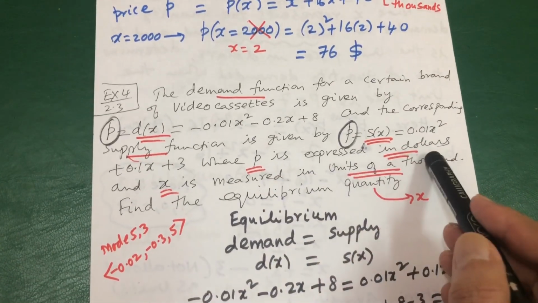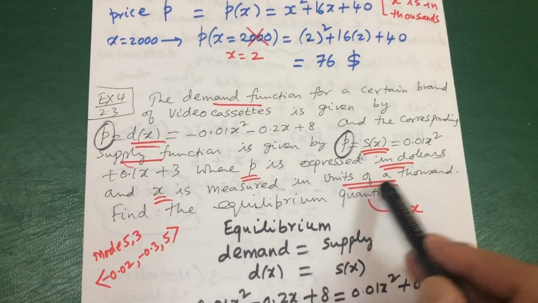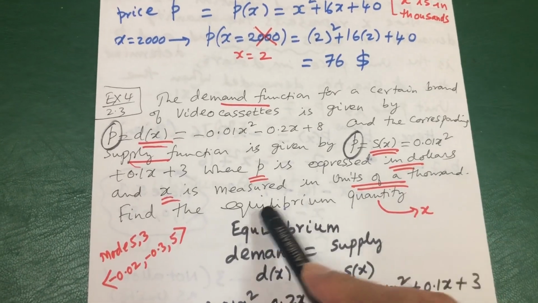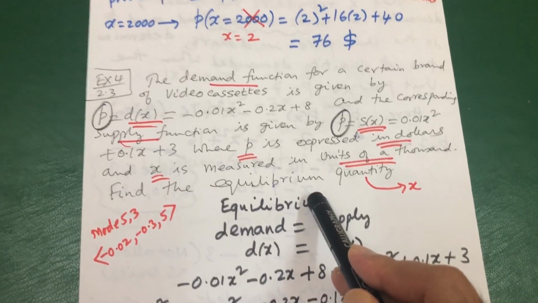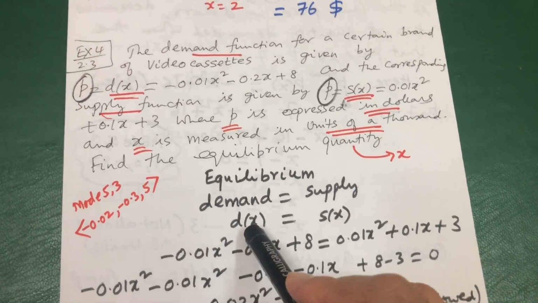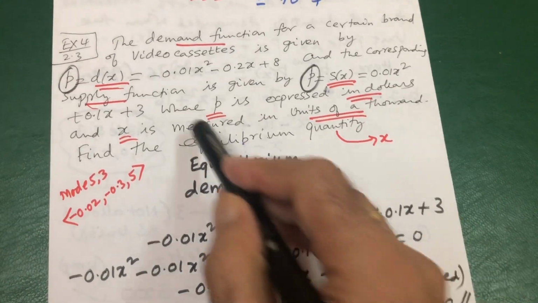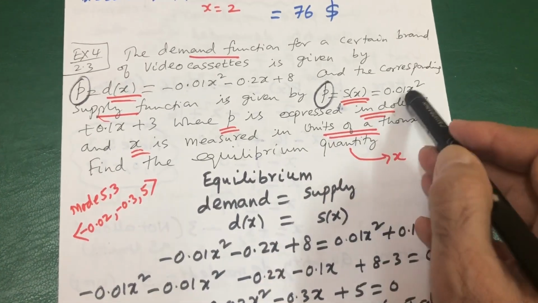Where P is expressed in dollars and X is measured in units of 1000. Find the equilibrium quantity. Quantity means X. Equilibrium means equal, so demand is equal to supply. Demand is dx, supply is sx. You write the demand equation, and then you write the supply equation.